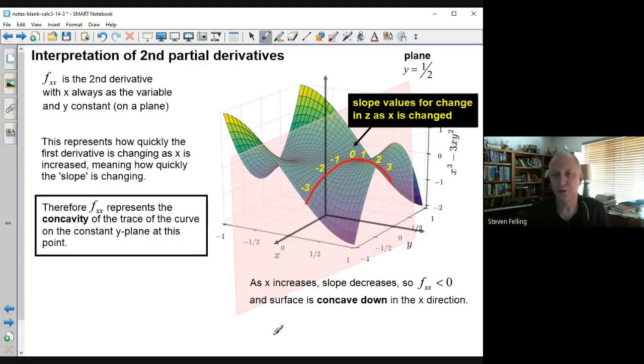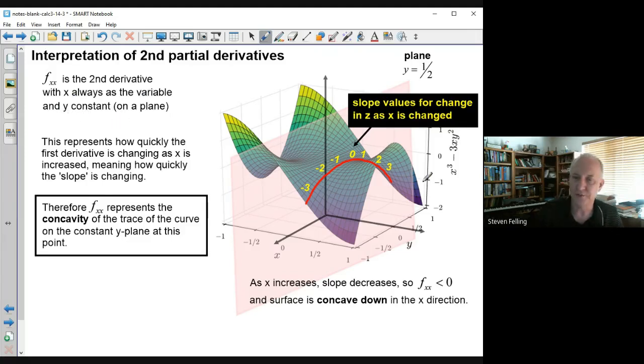Okay, so what is the interpretation of the second partial derivatives? Well, we know from regular single variable calculus that the second derivative relates to curvature. It's the concavity, right? So it makes sense that at least some of these second partial derivatives would be concavity, and they are. So if you look at the ones that are xx or yy, right, fxx is the second derivative with x as always the variable. And that means we're always staying on a constant plane in the y direction.